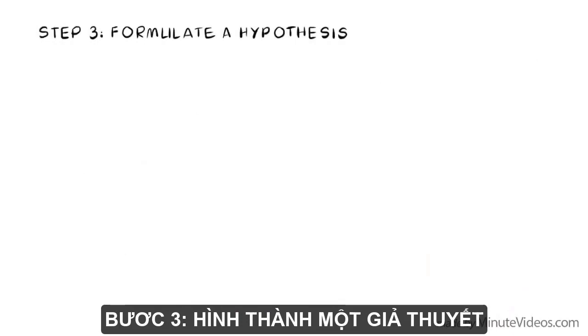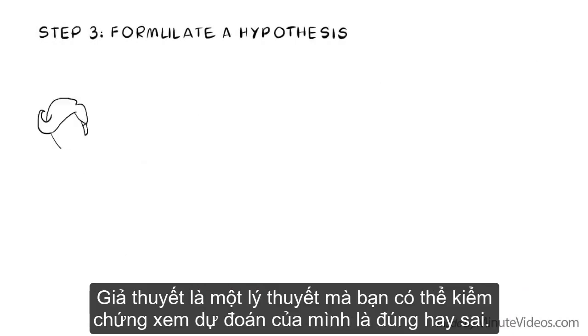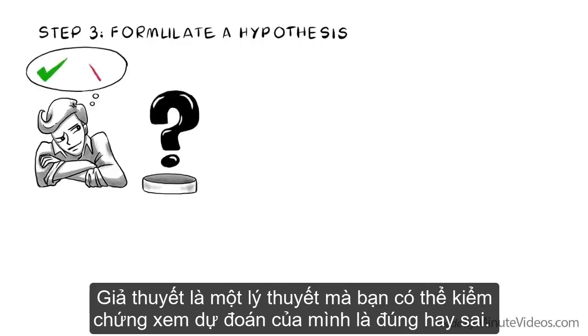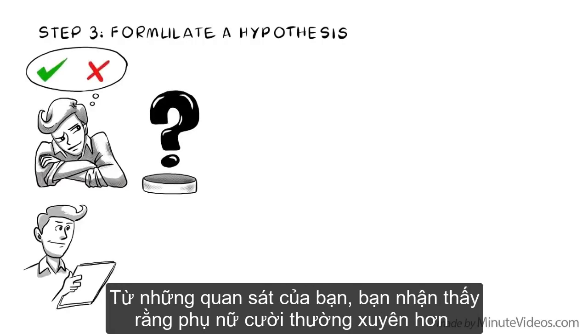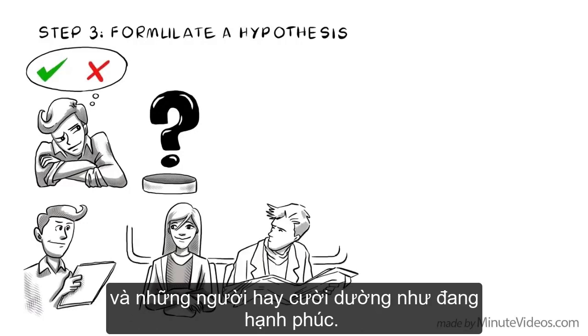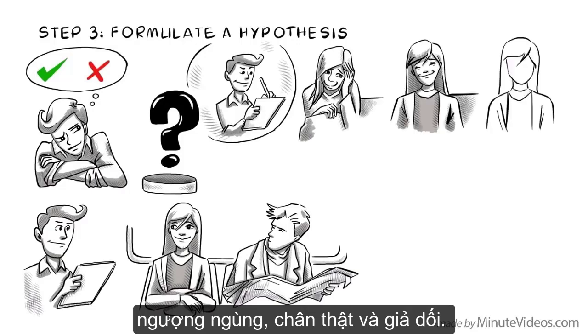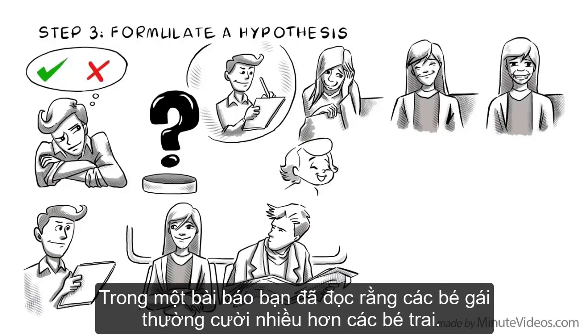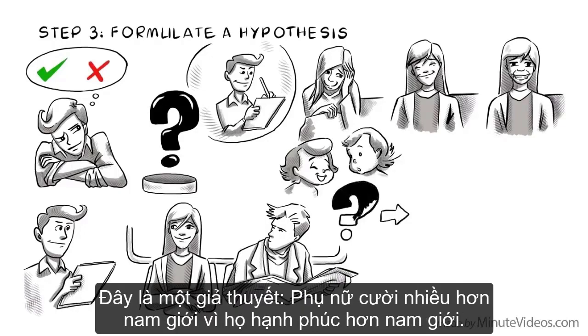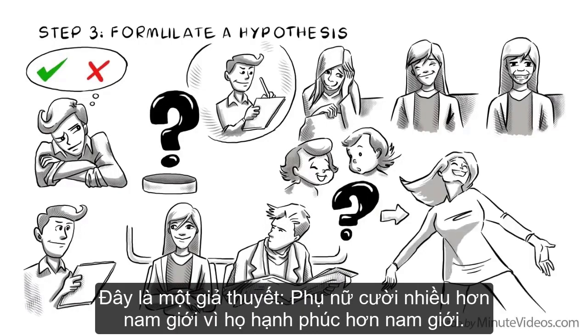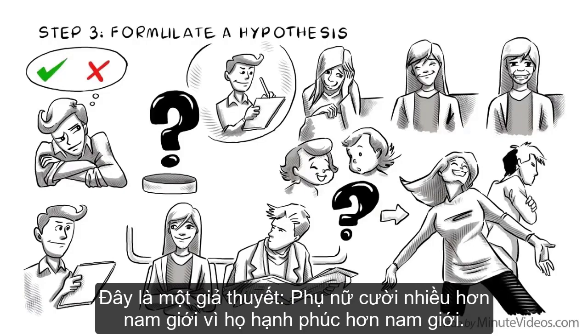Step 3. Formulate a hypothesis. A hypothesis is a theory that you can test to see if your prediction is right or wrong. From your observation, you have noticed that women smile more often and that people who are smiling seem to be happy. From your research, you know that there are different types of smiles: shy, genuine, and false. In one paper, you read that baby girls smile more often than baby boys. Here is a hypothesis. Women smile more than men because they are happier than men.